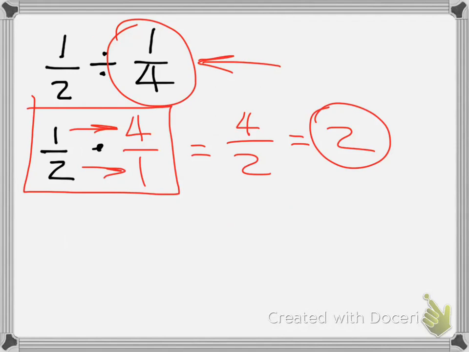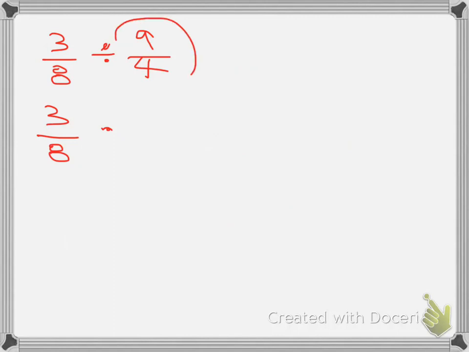So let's practice a few of these. Let's get that board erased. We have 3/8, and we are dividing that by 9 over 4. Okay, so if you remember, we take our 3/8 and we write it just as is. Never change the first term there. And instead of divide, we're going to multiply. And we're going to multiply it by, remember, the reciprocal, 4 over 9.